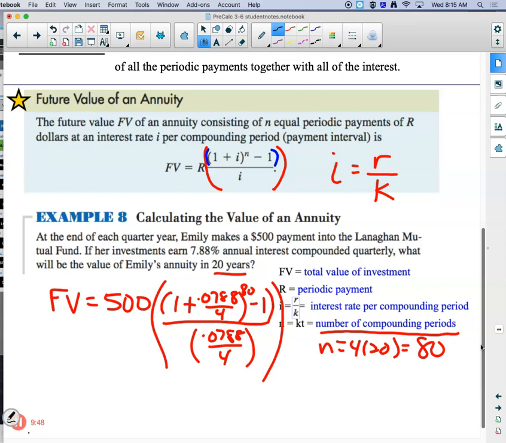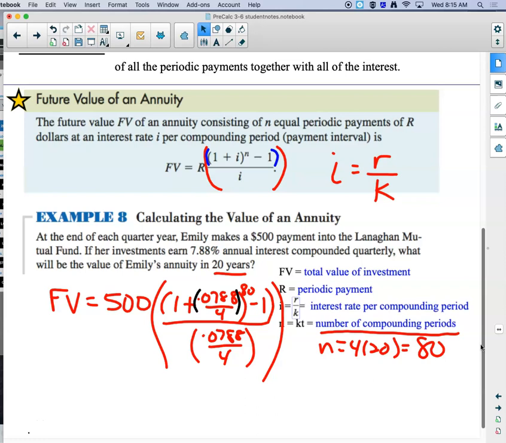So as I said, if you love lots of parentheses, you could try and punch this in all at one time, but I tend to do it in pieces and follow the order of operations. So I'll start with the innermost parentheses and work my way out.